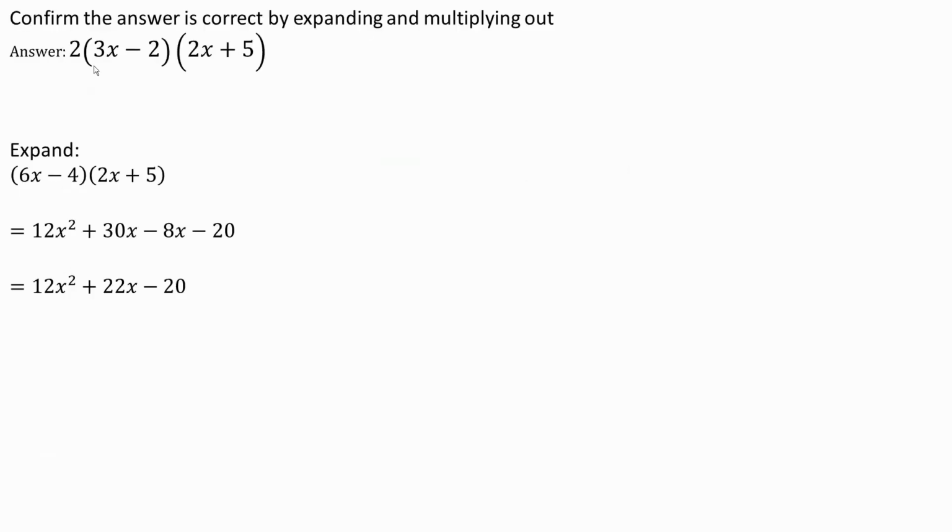And let's check. So 2 times 3x minus 2 would give us 6x minus 4 times this piece. So 6x times 2x is 12x squared. 6x times 5 is 30x. Negative 4 times 2x is negative 8x. Negative 4 times 5 is negative 20. 30x minus 8x is 22x. And so right here is a match.